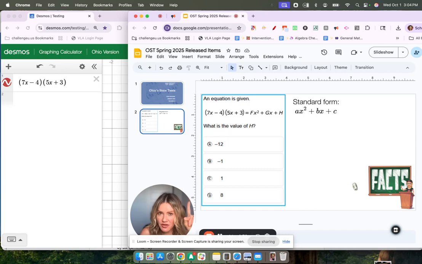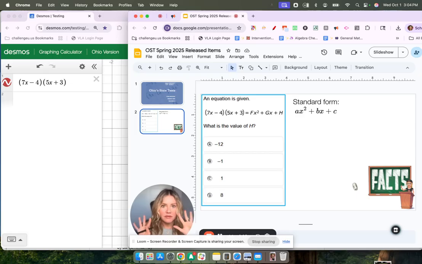I'm going to first show you the calculator hack, and then I'm going to show you how to solve these algebraically. So what you need to know for the test is how to answer these questions using Desmos. That's why I like to show you guys the calculator hack first, because I don't have a lot of time with you because this is a credit recovery course for many of you.